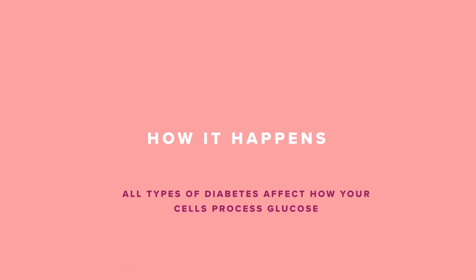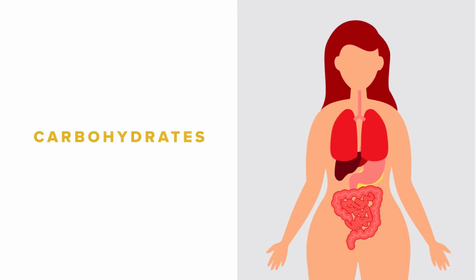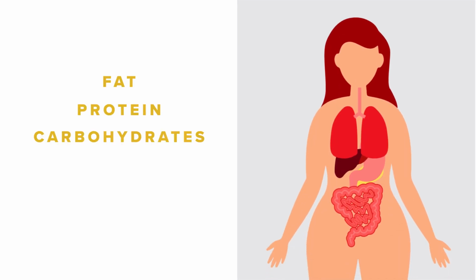How it happens. All types of diabetes, including gestational diabetes, affect how your cells process glucose. Food contains 3 major components: carbohydrates, protein, and fat. The stomach breaks those down and sends them to the small intestine to be absorbed. From there, nutrients make their way through the body via your bloodstream. Complex carbohydrates get broken down into the simple sugar called glucose before entering the bloodstream, which is why your blood sugar rises right after you eat.